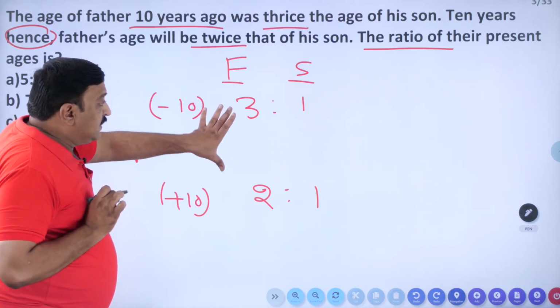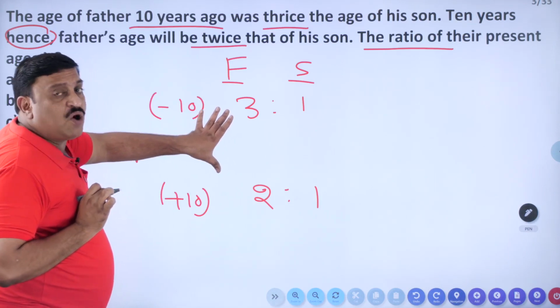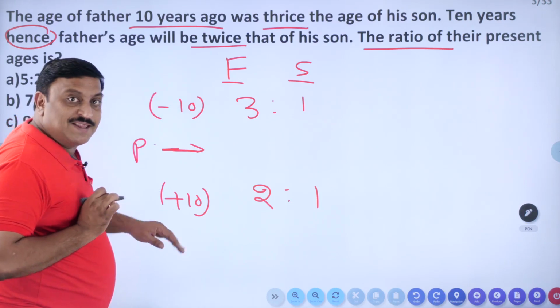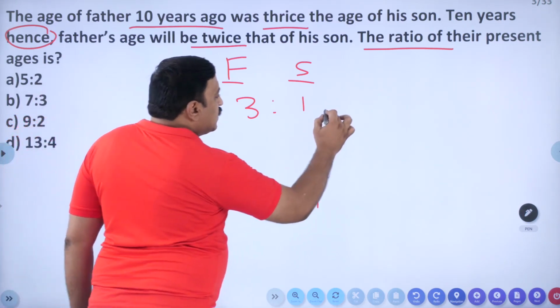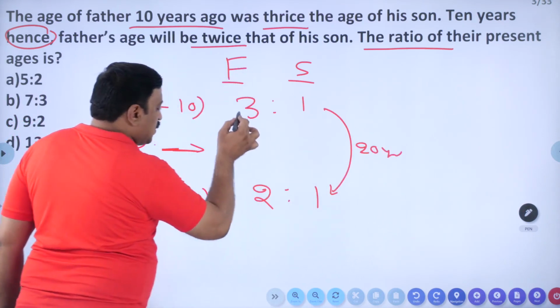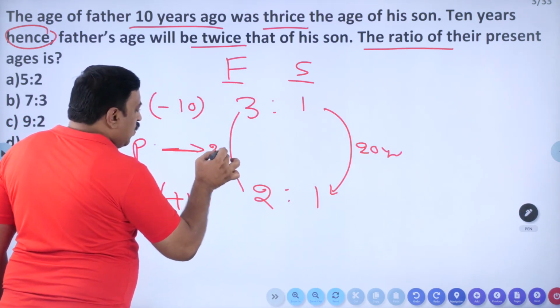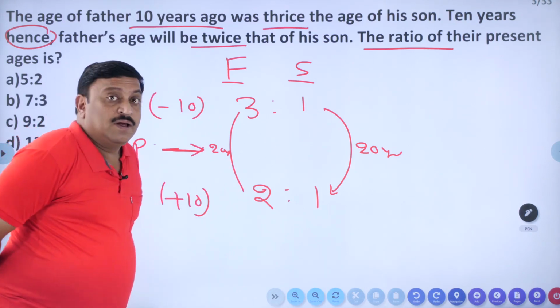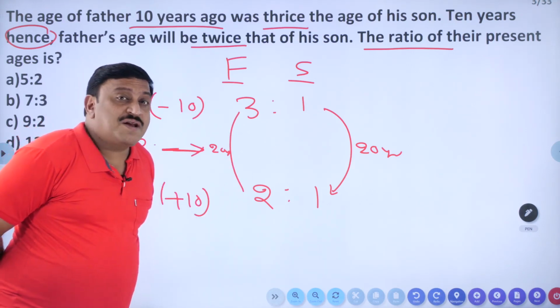So these two ratios differ by how many years? They differ by 10 plus 10, that is 20 years, right? So a 20 years gap is there between these two ratios. Okay. Now the case is, what do we need now? Present ratio.